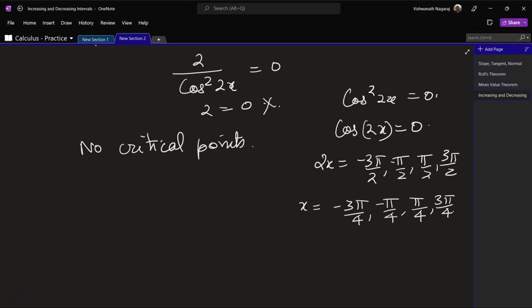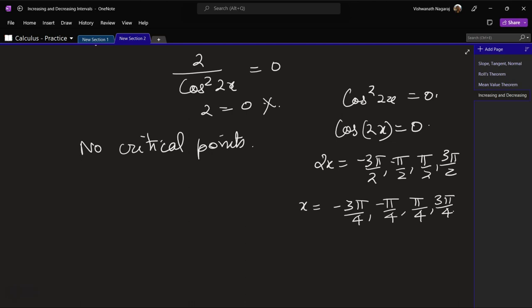And if you remember the tan graph, you know it goes off to infinity. But apart from these points, what is the slope? How do we figure out that? So since there are no critical points, that means if it is ascending, it will remain ascending throughout. If it is descending, it will be descending throughout.